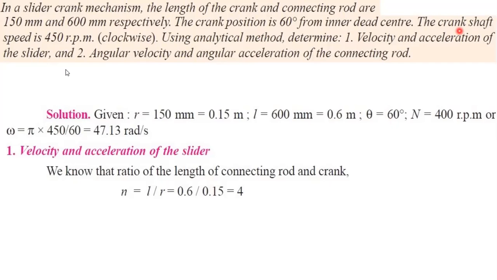The speed of the crankshaft is 450 rpm, so n is equal to 450. So we can easily calculate omega as 2 pi n by 60; here also the 2 is missing. 2 pi n by 60, you will get a value of 47.13 radian per second.